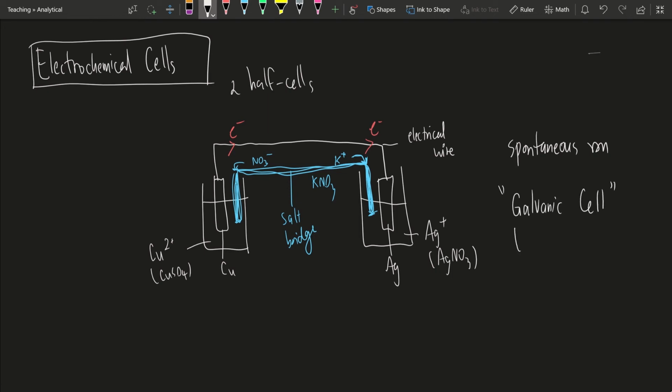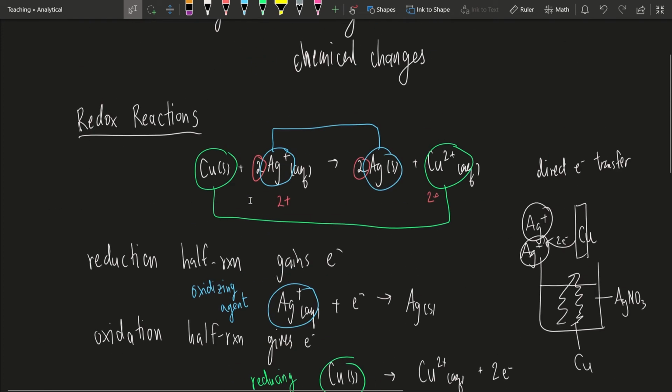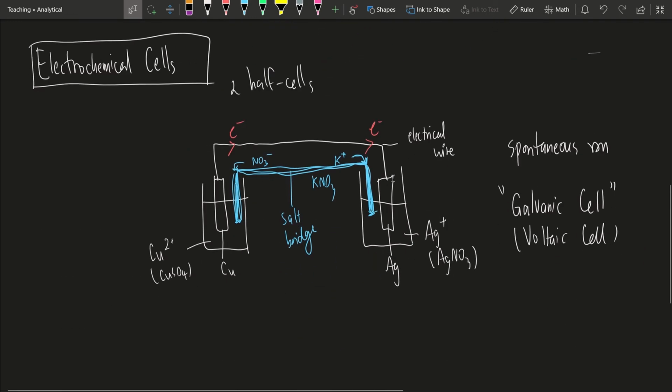Or sometimes you will see the word voltaic cell. That's the same thing. So this is the galvanic cell. The reaction in these electrochemical cells is going to be the same as the one that we already discussed in the silver tree, which is copper solid plus 2 silver ion, and you get the silver metal and copper 2 ion as the product. So this is the same reaction, but it just occurs through the electrochemical cells.